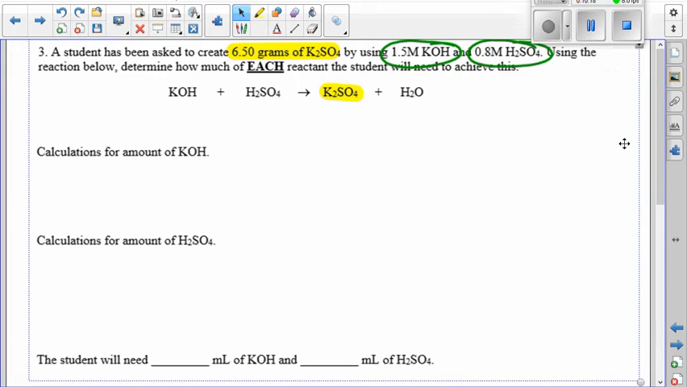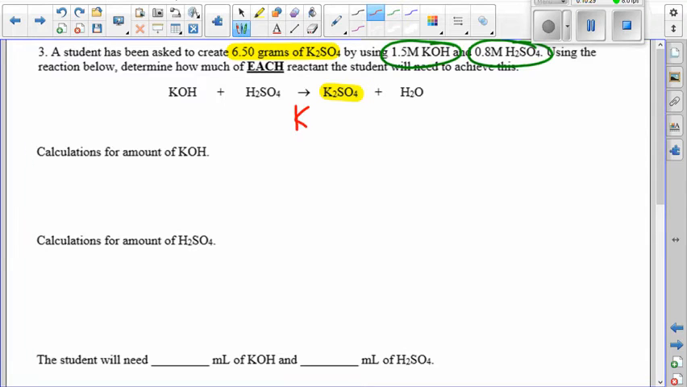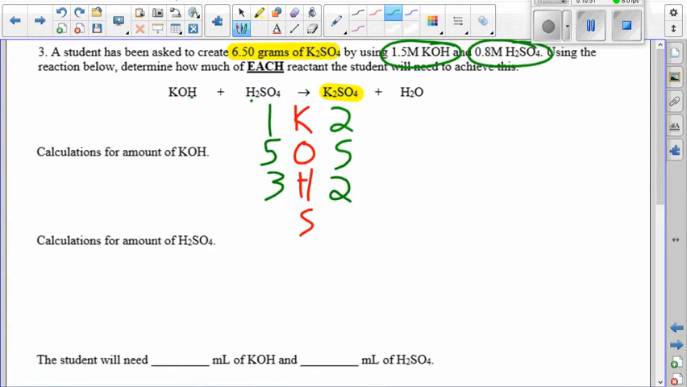But, before we get too excited about that, there's something we're forgetting. We need to balance. We need to balance. So we got our K's, our O's, our H's, our S's. That's about all we have here. So if I'm starting this off, I got 1 K, 2 over here. I've got 5 O's. I got 5 over here. I got 1 H here, a couple more here. So I got 3 H's on the left. I only got 2 on the right. I've got 1 S on both sides.